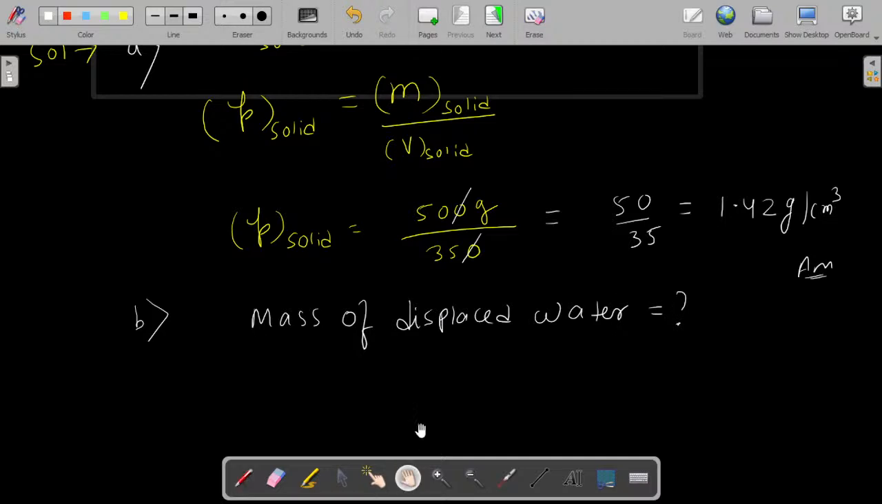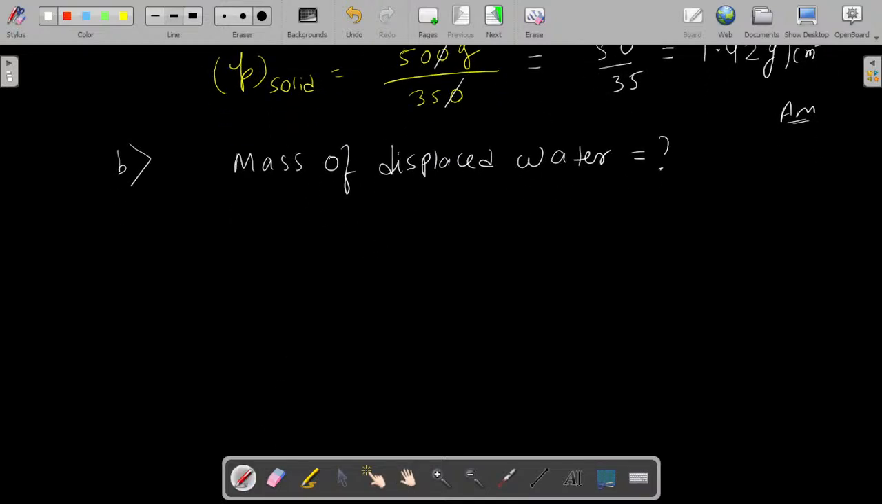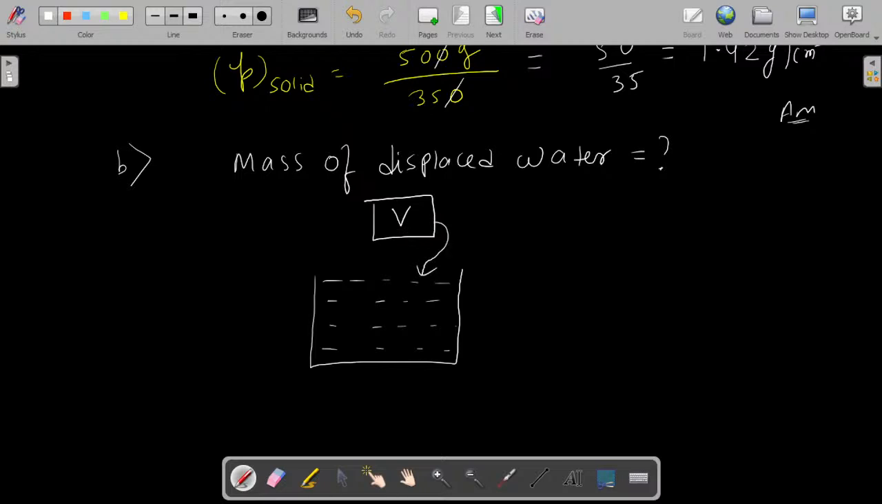Can you draw the diagram of this question? Try this. Draw the diagram. What is given? A solid of mass 500 gram, and volume is given. Suppose this is a tank. This contains water, suppose. And if an object is immersed inside it, its volume is V. So what will happen? Water will come out. How much volume will come out? The same volume as that of the solid.